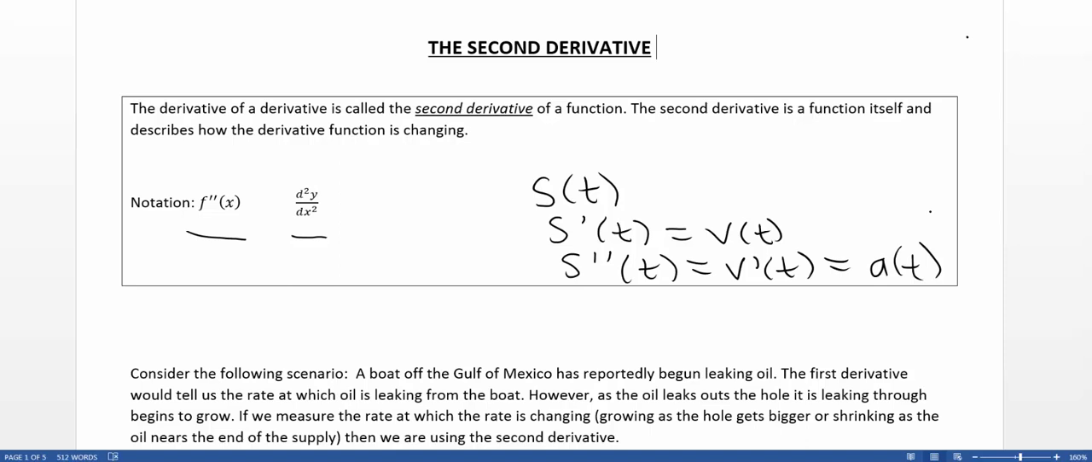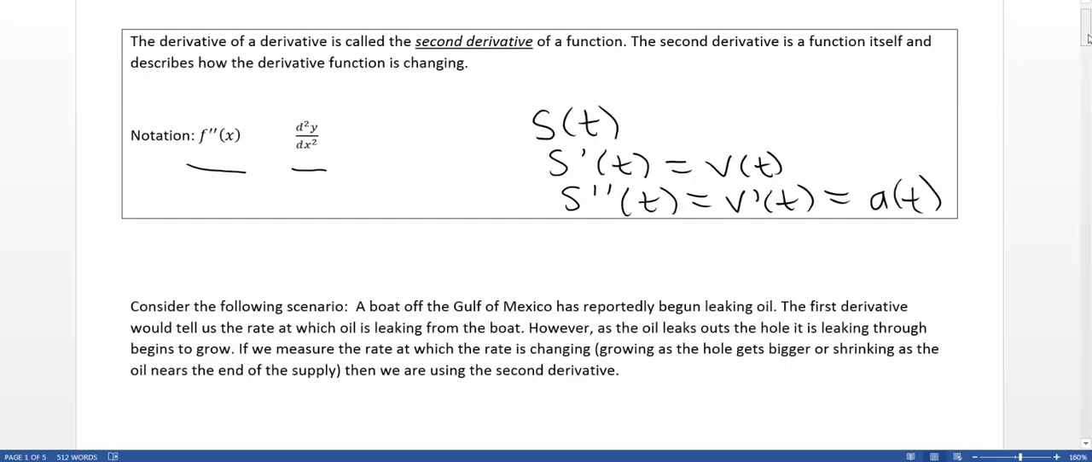Consider now another example to motivate why the second derivative will be useful for us. Consider the following scenario. A boat off the Gulf of Mexico has reportedly begun leaking oil. The first derivative would tell us the rate at which the oil is leaking from the boat. Now, we expect the function to be an increasing function because we're going to be measuring the amount of oil that's leaking out of the boat over time. And that's going to be going up and up as more and more oil leaks out.